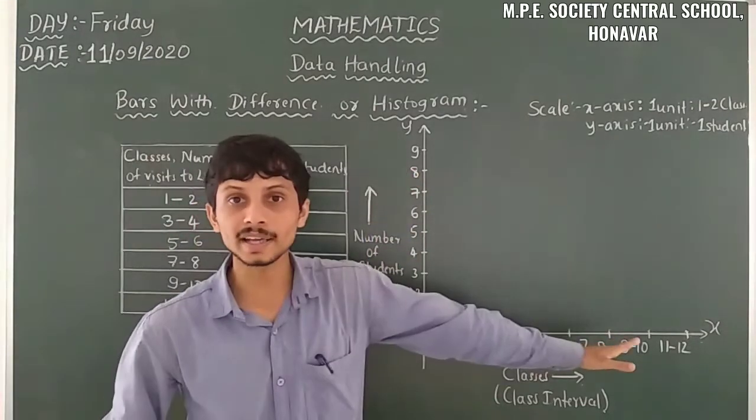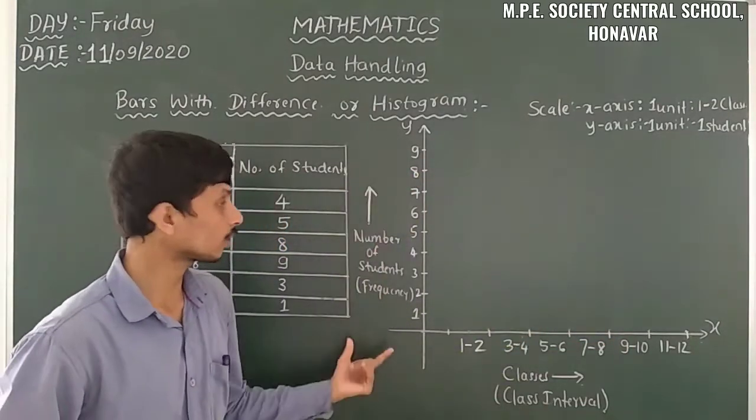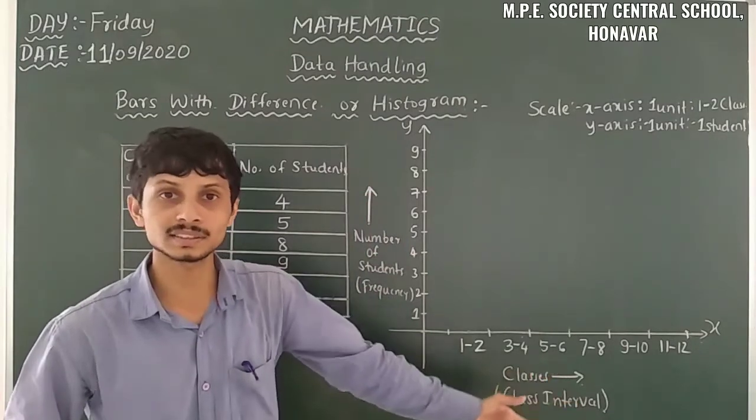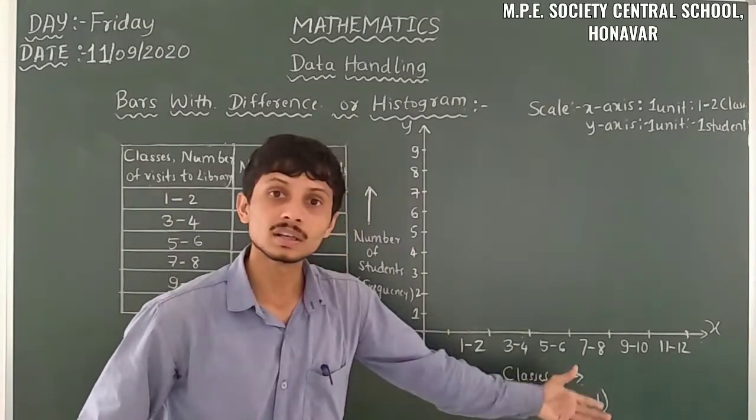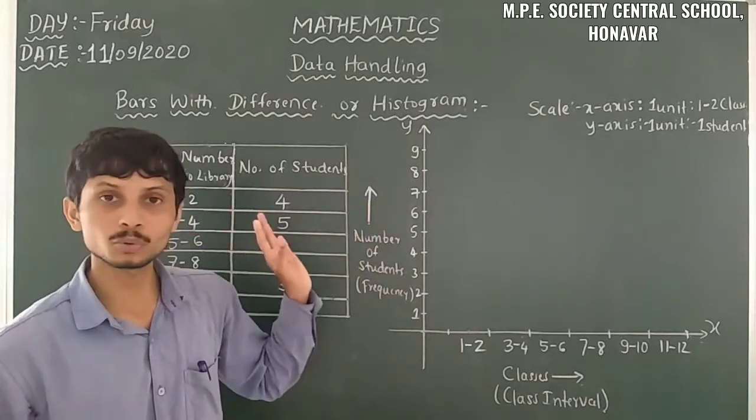Firstly we have to write the x-axis and y-axis. Then we have to assign the names to the x-axis and y-axis. So here I have given classes, here I have given the number of students.